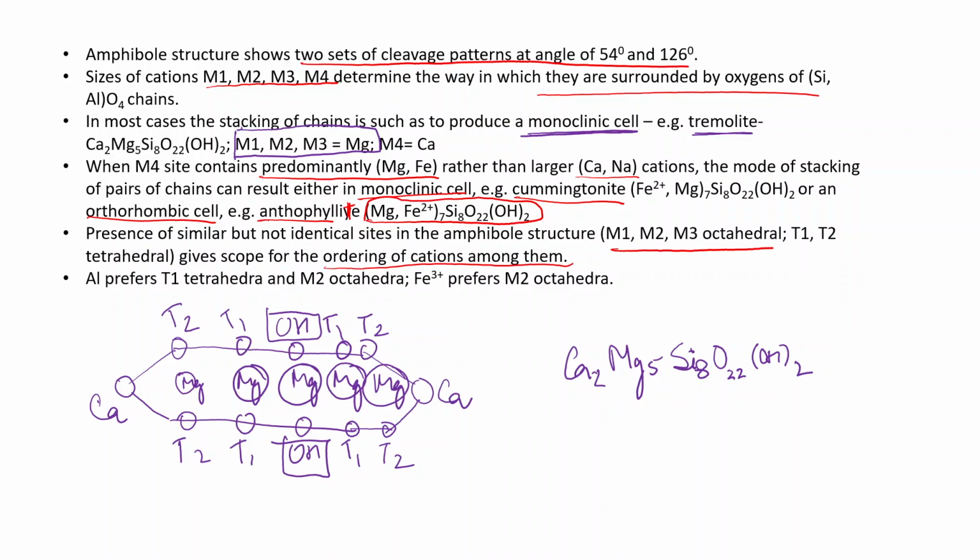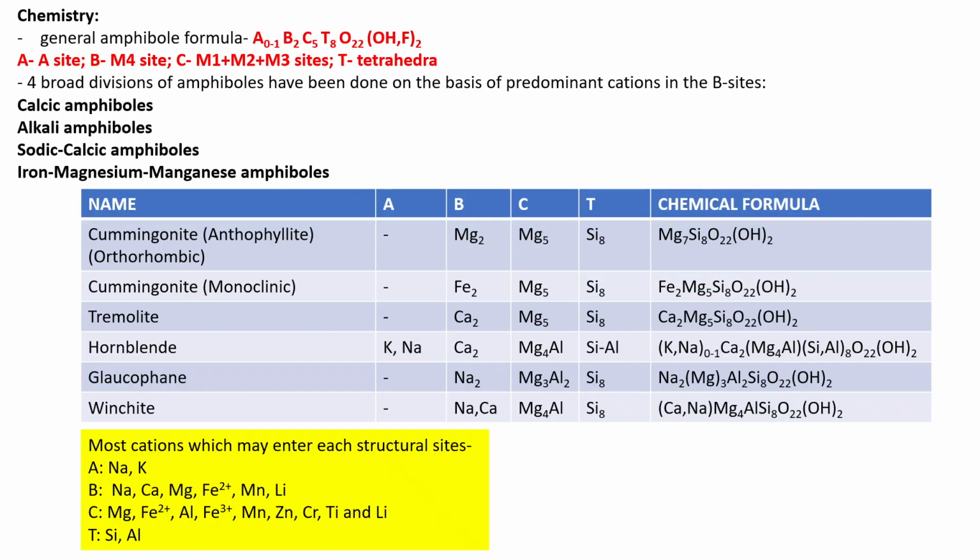So aluminum prefers the T1 tetrahedra and M2 octahedra, while the ferric ion prefers the M2 octahedra. All these studies have been previously done. Okay, let us now come to the chemistry. So the general amphibole formula is A0 to 1 B2 C5 T8 O22 (OH,F)2. Now here you have to remember that A is the A site.